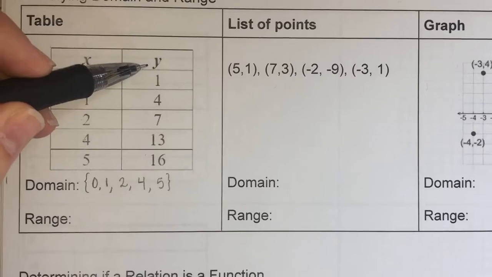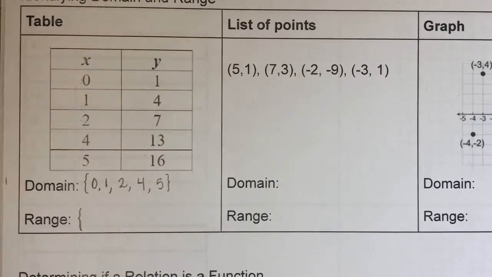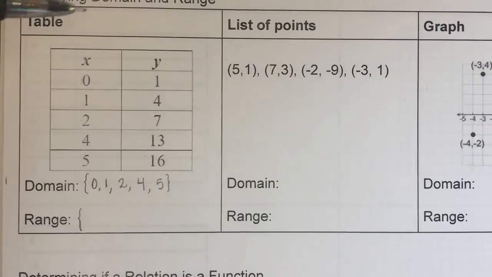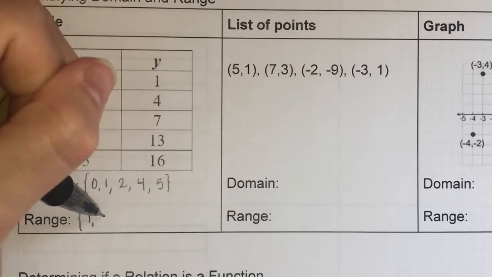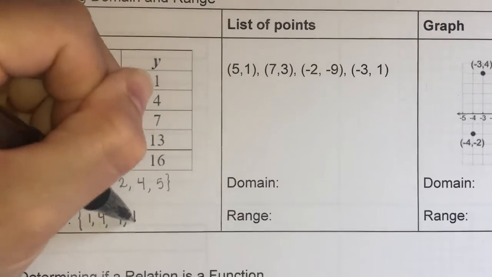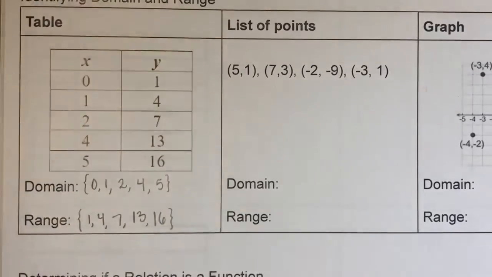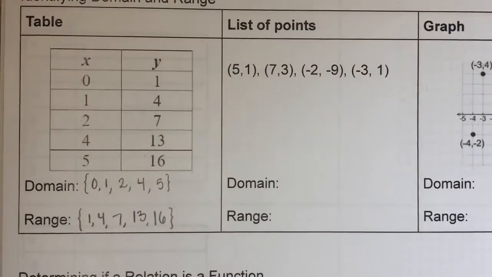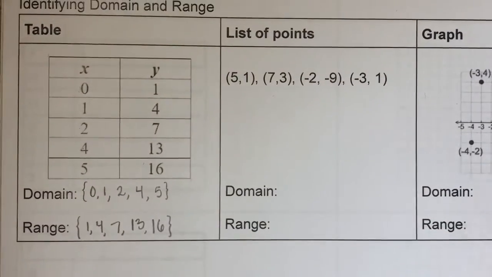And then for range, same thing. You're just going to make a list of all of the y values. So we open it with that same squiggly parentheses. And we want to go from smallest to largest, so 1, 4, 7, 13, 16. And close with that squiggly parentheses. So pretty straightforward when it comes from a table.